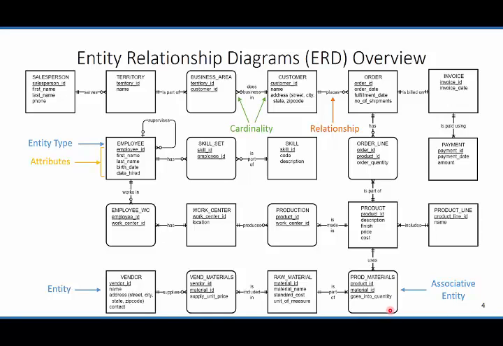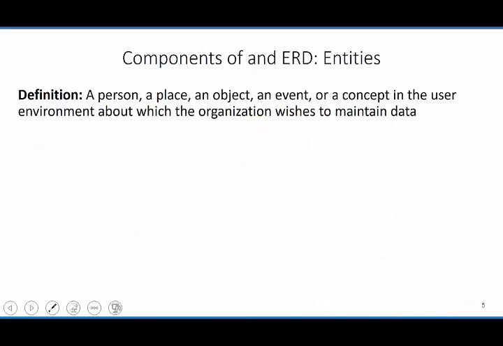There's cardinalities, which are part of the relationships, which basically distinguish how many of one instance of an entity is associated with another instance or multiple instances of another entity, and we'll talk about this again in a subsequent video. So for the purposes of this video, we're going to focus on entities, which are a person, a place, an object, an event, or a concept in the user environment about which the organization wishes to maintain data.